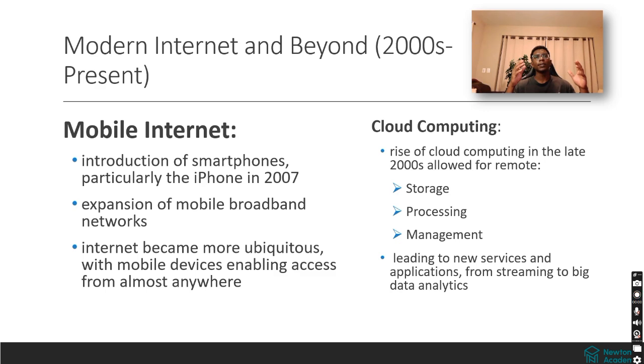Then we have the modern internet and beyond, from the 2000s to present day. We have Apple changing the culture with the iPhone in 2007. We have more broadband networks being introduced into more remote areas, and this made the internet more available to almost everybody in the world because we have cell phone towers enabling internet access from almost anywhere. We also have the rise of cloud computing in the late 2000s, which allowed for remote storage, processing, and management of data. This led to new services and applications popping up everywhere, from streaming to big data analytics.